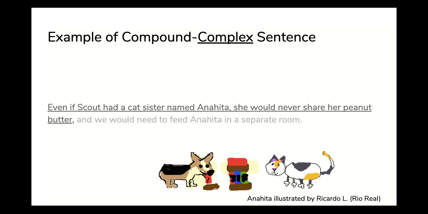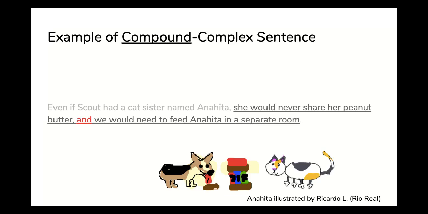Basically, this sentence has the complex part of the sentence in the front. Even if Scout had a cat sister named Anahita, she would never share her peanut butter. And the compound part of the sentence is added on to the back: she would never share her peanut butter, and we would need to feed Anahita in a separate room.